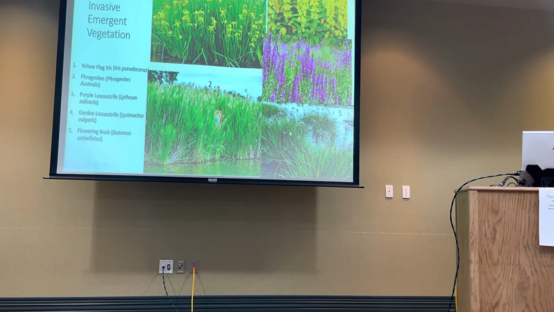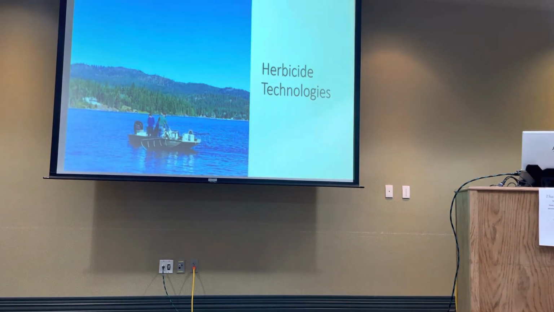And then we have flowering rush, which is becoming an expanding problem in the Columbia Basin. It's well up and down the Snake River, all throughout the Columbia, and it started in Flathead Lake. That's a species of concern that we're starting to deal with now. All right, perfect. Now that everybody's an expert on invasive weed identification, we can skip to herbicide technologies.